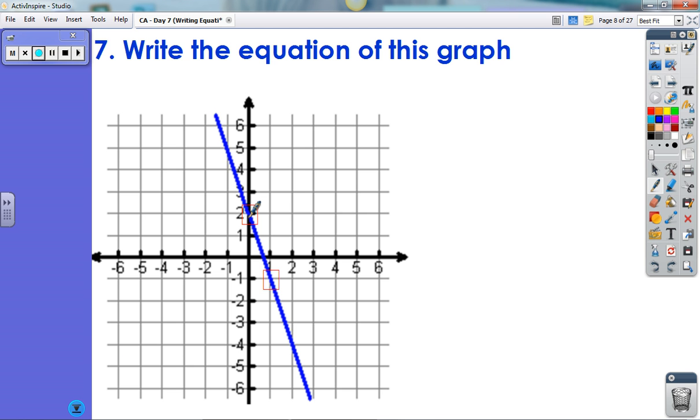If I count for my slope, my rise is up 1, 2, 3, and my run is -1. So remember that can be written as 3 over -1 or -3 over 1. And actually each of those simplifies to just be -3. So it's probably easier to just write it that way. So I get -3x, and my y-intercept is 2, positive 2.